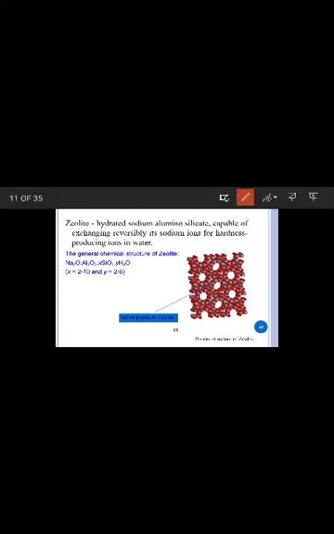Zeolite is a hydrated sodium aluminum silicate, and it is capable of exchanging reversibly its sodium ions for hardness producing ions in water. This is the structure of sodium zeolite, and it contains micropores.